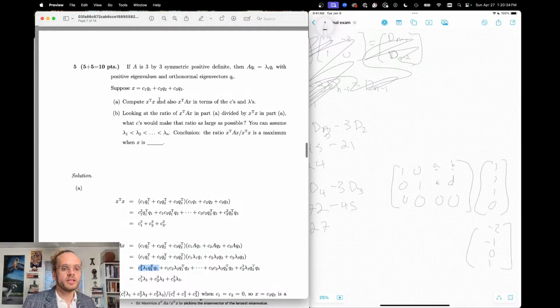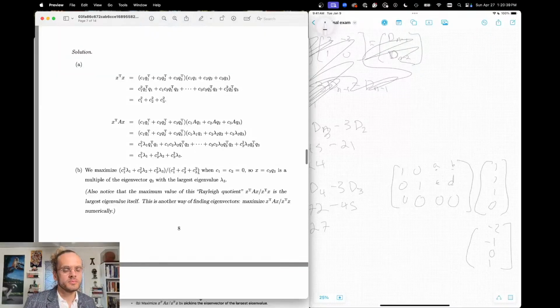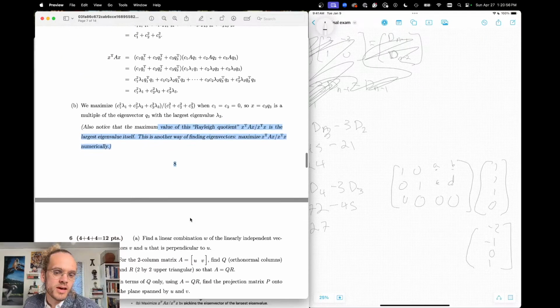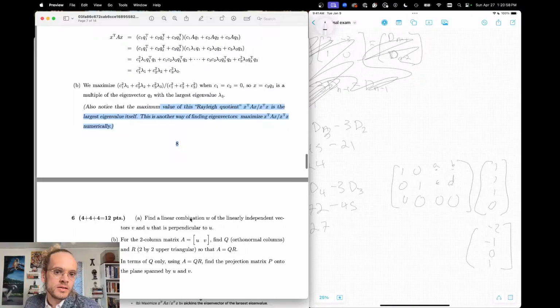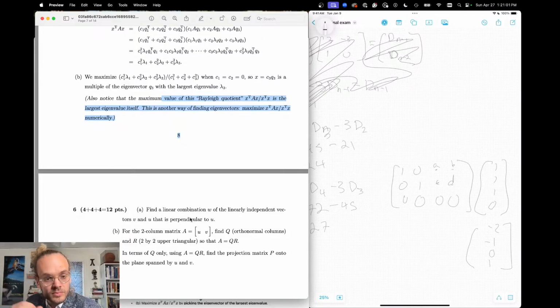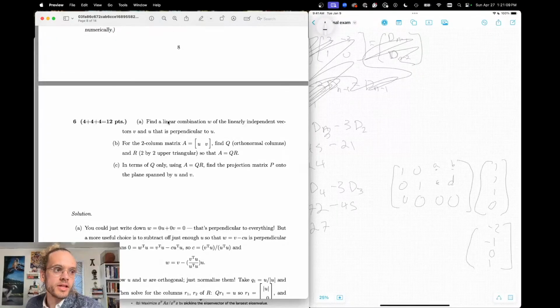Part B, look at the ratio in part A divided by this in part A. Let's see, to make the ratio as large as possible, when C1 and C2 are 0, so x equals C3 Q3, a multiple of the eigenvector Q3 at the largest eigenvalue. Again, my intuition was right. Notice that the maximum value of this Rayleigh quotient is the largest eigenvalue itself. So another way of finding eigenvectors, maximize this. Yeah, I never learned the Rayleigh quotient. This is another way of finding eigenvectors. Okay, I never knew that.